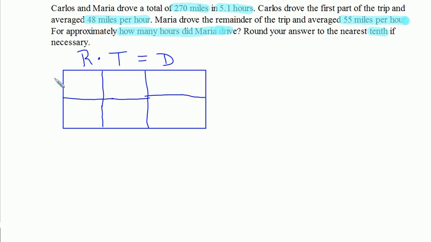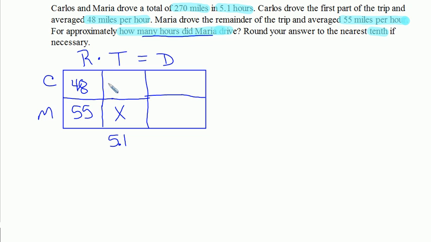So we've got Carlos and Maria driving two separate legs of a trip. It says Carlos's rate, his speed, is about 48 miles per hour average, while Maria averages 55 miles per hour. The time is unknown. They want to know how many hours Maria drove, and so let's go ahead and let her time be x. They say the total time is 5.1 hours.